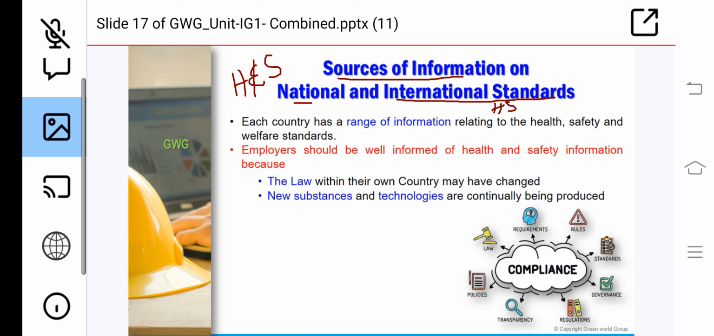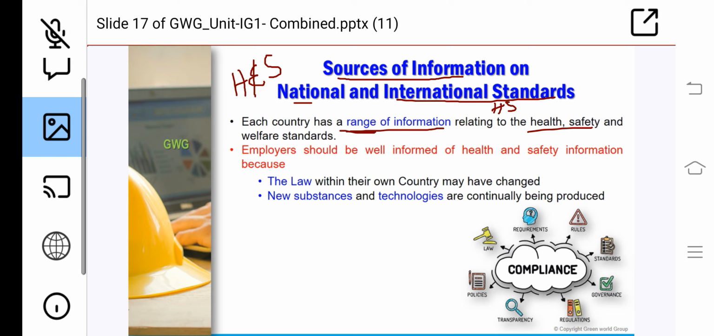So each country has a range of information. Different countries will have different health and safety related information or standards relating to their health and safety, right? Now, employers should be well informed of health and safety information. So lots of health and safety information is there, like health and safety laws. Some different companies are publishing guidelines, some procedures, some systems. So lots of information is there.